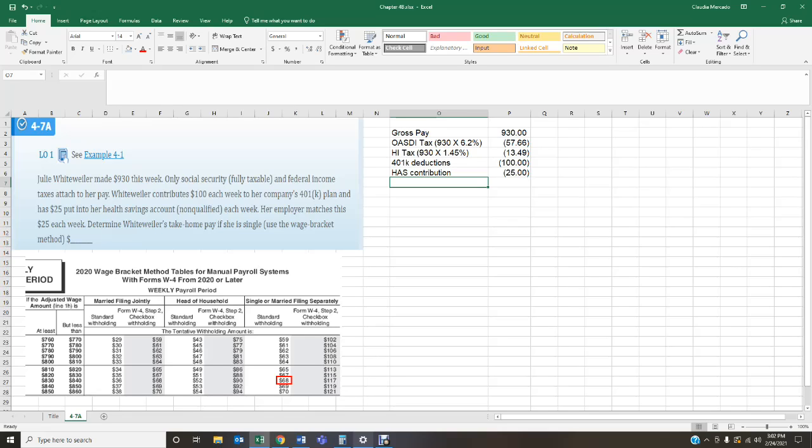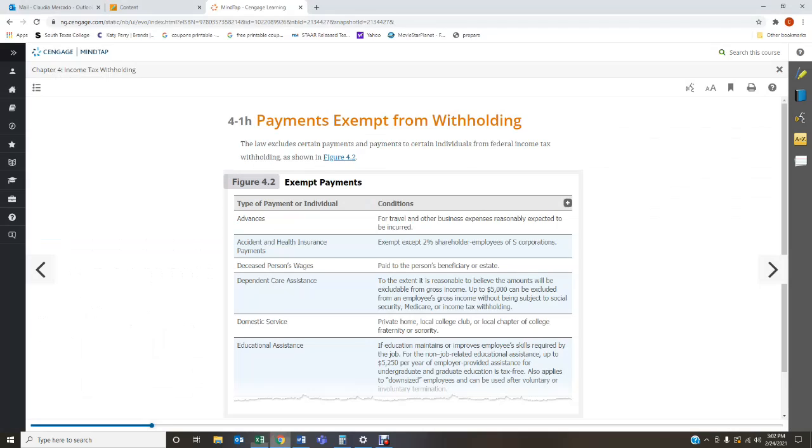Okay, now the last thing that we have is federal income tax. Now I left this for the end for a reason, okay. Now this employee makes $930, okay, but this employee contributes $100 of her pay to her 401k. Okay. Now, if we go back to the book, I'm going to go back.